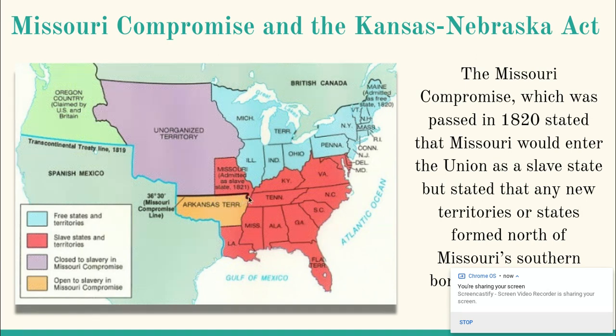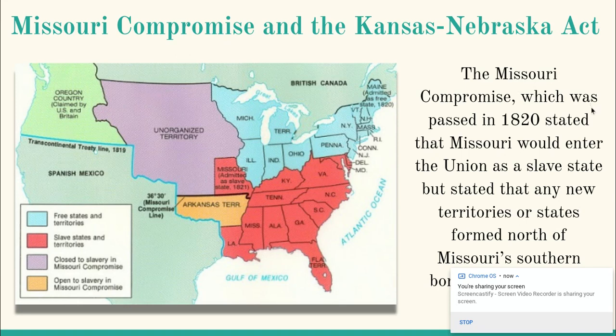So let's take a look. So here's Missouri, this red state right here, and this black line here, this is the southern border. And at the time, in 1820, the line extended west to right about here. So all of this territory north of that southern border, this purple area, was supposed to be free territory, so territory that outlawed slavery. This was according to the Missouri Compromise.